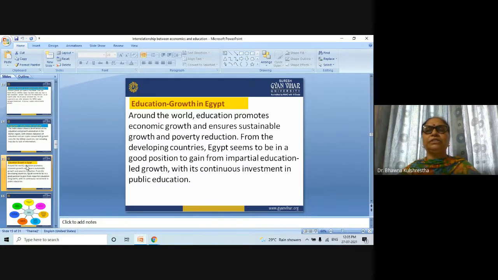And the public education, however, the Egyptian economy has not realized any qualifiable economic return to its continuous public investment in education. Furthermore, the allocation of the public spending on education is not efficient enough. Consequently, the poor and middle class people fall behind in education. These are the growth of education.